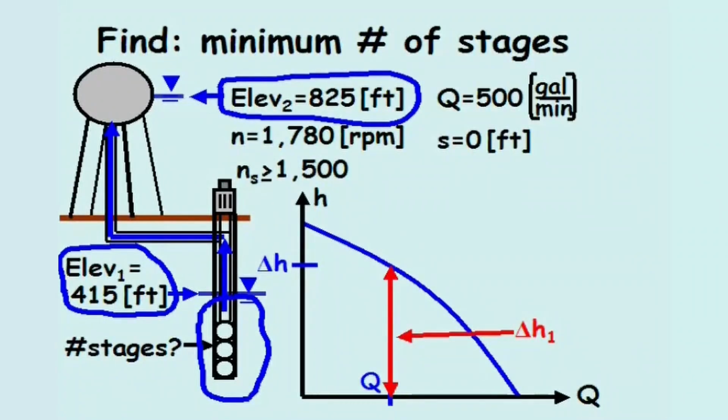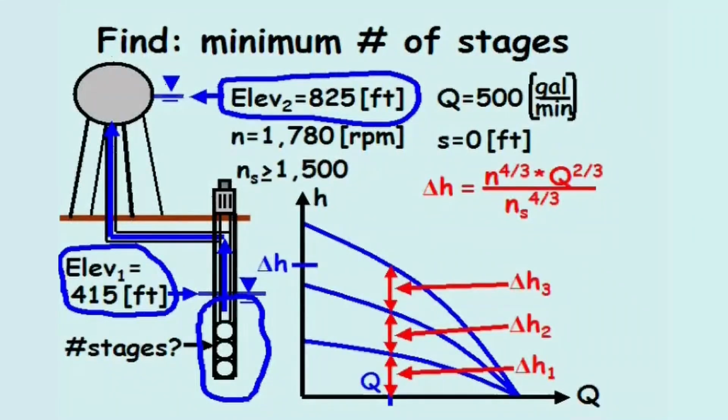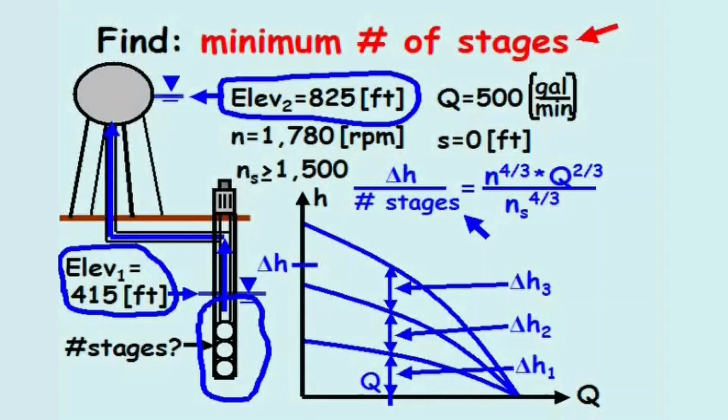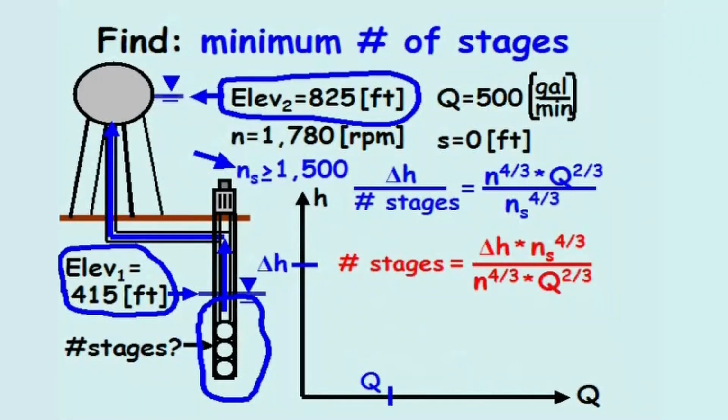From before, the equation for the specific speed of the pump, N sub s, assumes there is only 1 stage. However, for a pump with multiple stages, the specific speed is based on the head lift per stage, and increases as the number of stages increases. The question asks to find the minimum number of stages such that the specific speed is at least 1500. The minimum number of stages is a function of the total head, the minimum specific speed, the motor speed, and the flow rate.